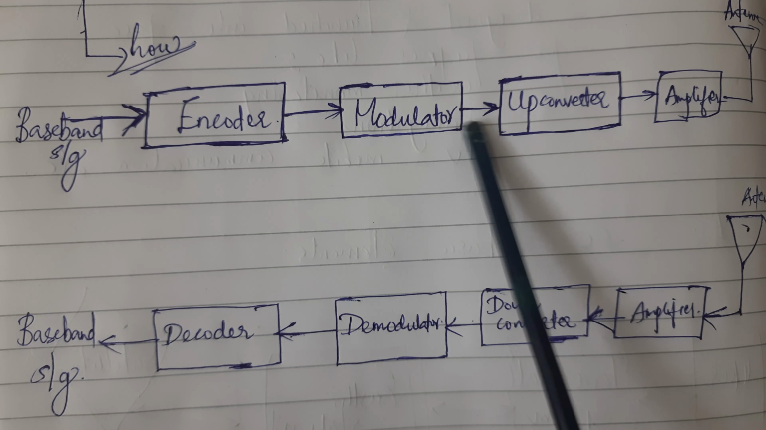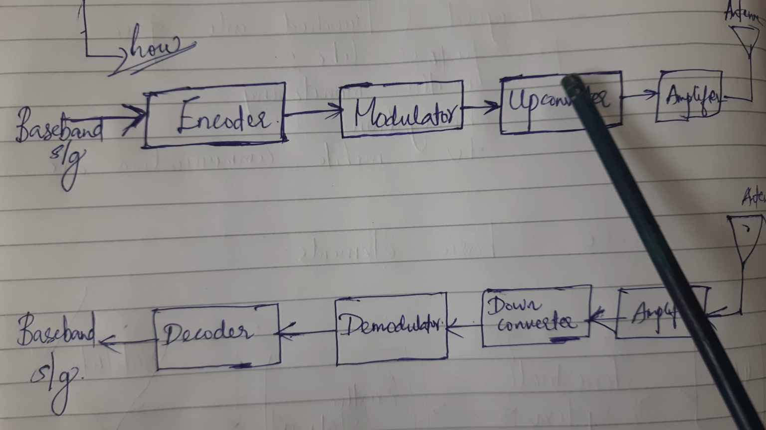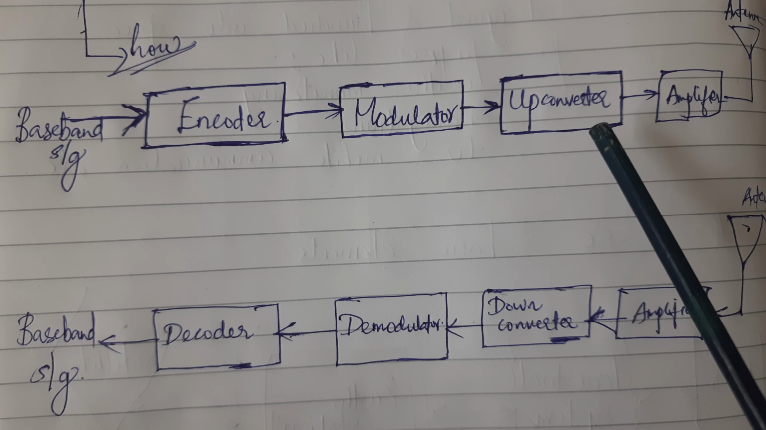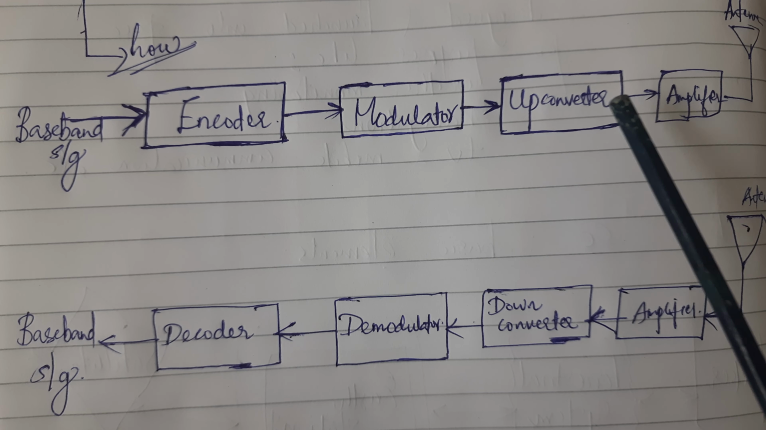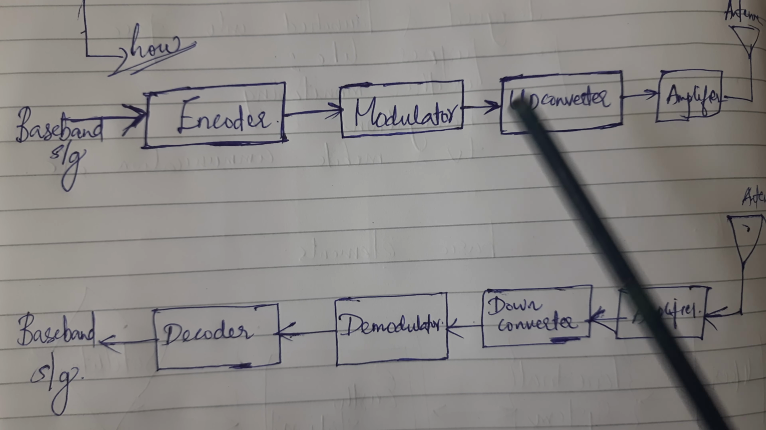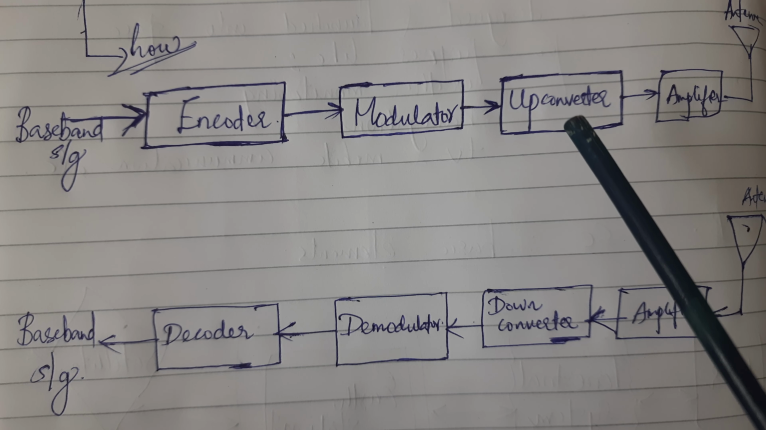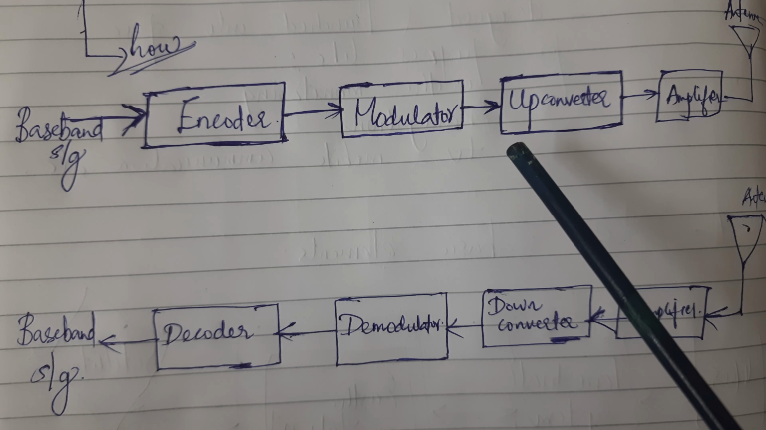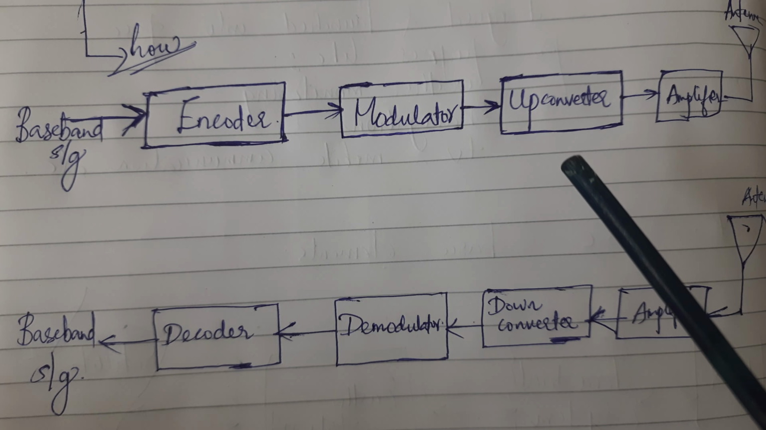Then there will be an up converter to change the frequency. There are different bands for different types of communication, like C, Ku, Ka. Based on the type of signal, we choose the band, and every band is designated for specific things. Suppose the C band is mainly for communication and television, while Ku and Ka are for weather forecast, military communication, etc.